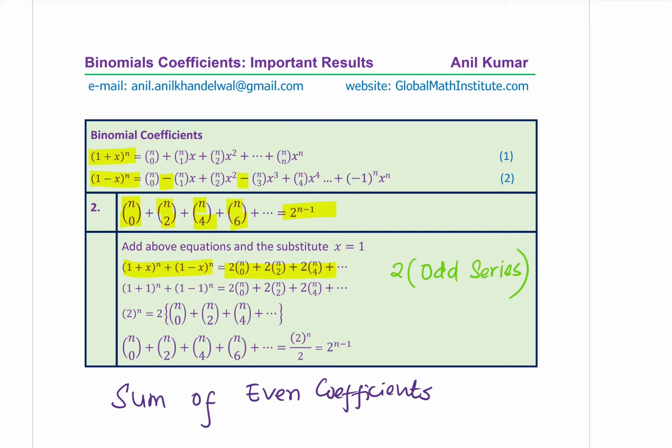So when you do that, you get 2 times the odd series, the terms, the first term, the third term, whose coefficients are n choose 0, n choose 2, n choose 4 and all. Correct. Now, on the left hand side, as you can very clearly see, what we have is 1 plus 1 to the power of n, which is 2 to the power of n. And on the right hand side, we have this series, whose result we want to know, times 2. And clearly, the value of this series will be 2 to the power of n divided by 2, and that gives you the result 2 to the power of n minus 1. Correct?